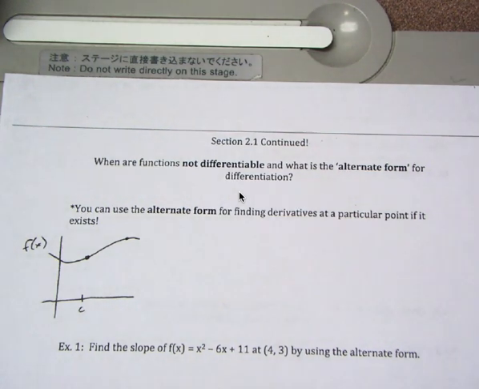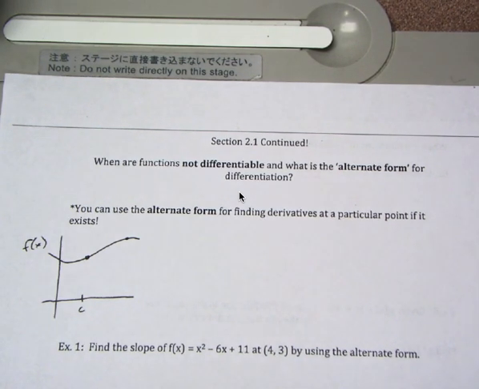Hello there. So this is our continuation of section 2.1 from last time, and I just want to refresh your memories on what we did last time. We talked about what a derivative is, and it's essentially you take 2 points, you move them close together, and then find the slope between those 2 points. And we're going to do something very similar in the first part of our notes today.